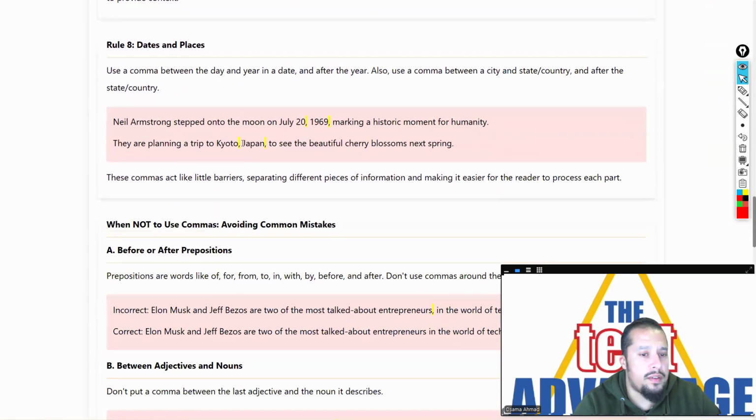This is usually a tricky thing for a lot of people. If I have a date or place, I don't only put a comma between them, I put one at the end too. So a lot of people don't know this rule. They are planning a trip to Kyoto, comma, Japan, comma. City, country, comma. It's not just between them, it's afterwards too. So remember that too, because some people actually get confused with that one.